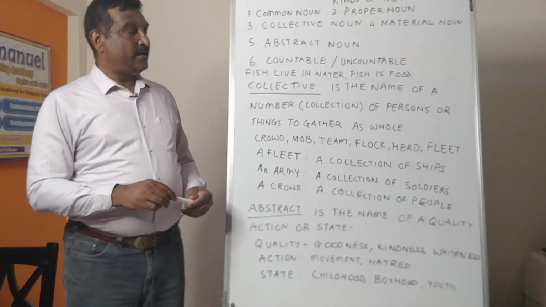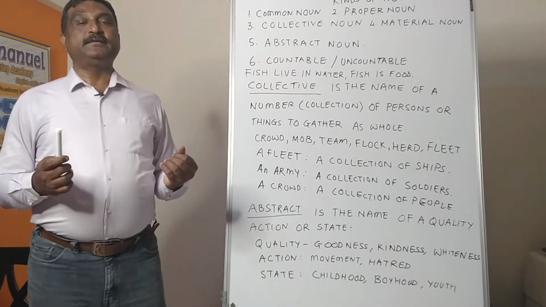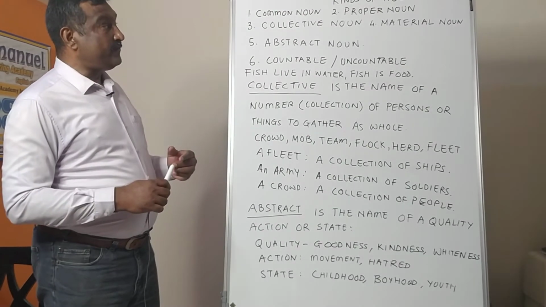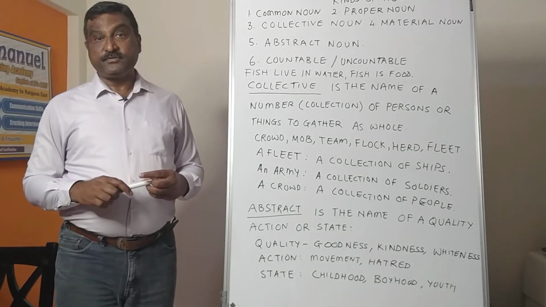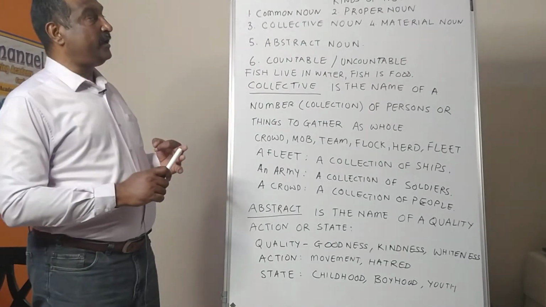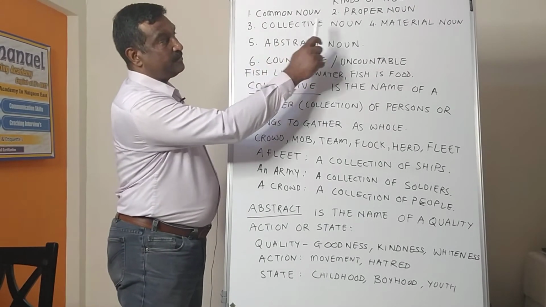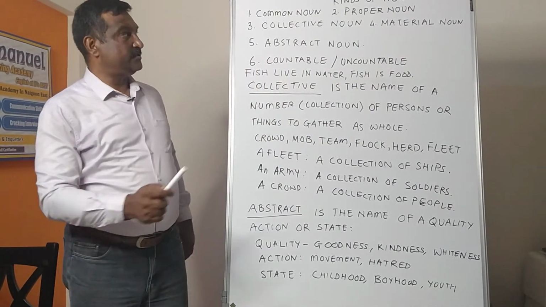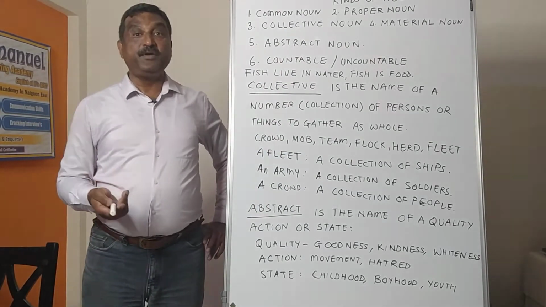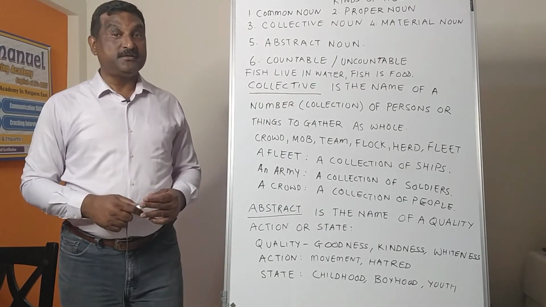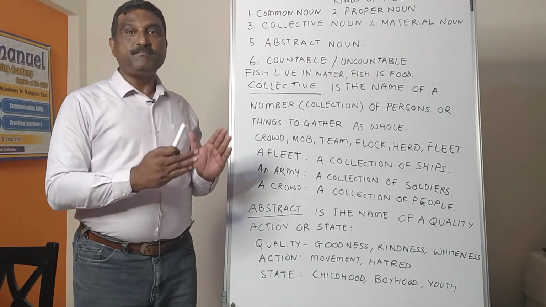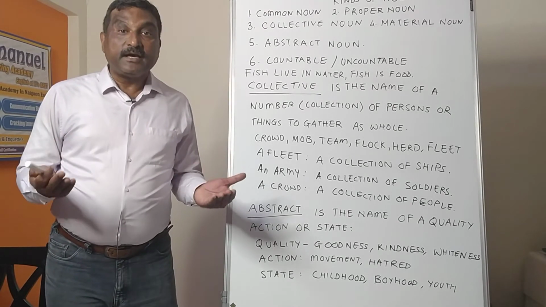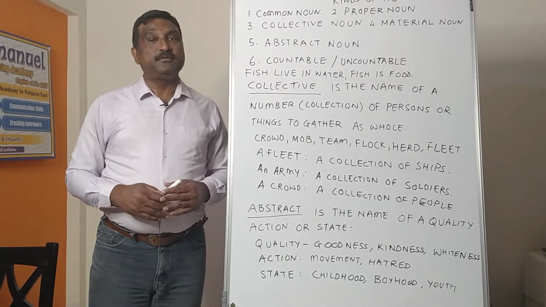Now, one more thing I'll end up with is when we're talking about common nouns. So in common noun we have the collective noun, the material noun, the abstract noun. These 3 are common nouns. You can see, as I told you, a crowd of people. So crowd is a collective noun also, but it's a common noun also. So don't get confused between a collective noun and a common noun. They are all the same.